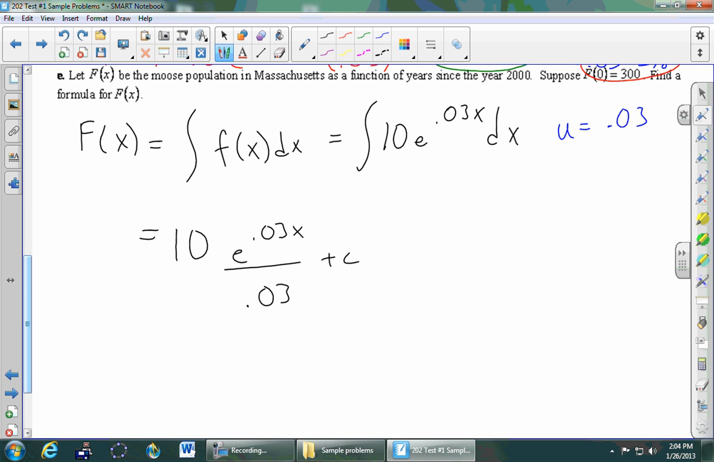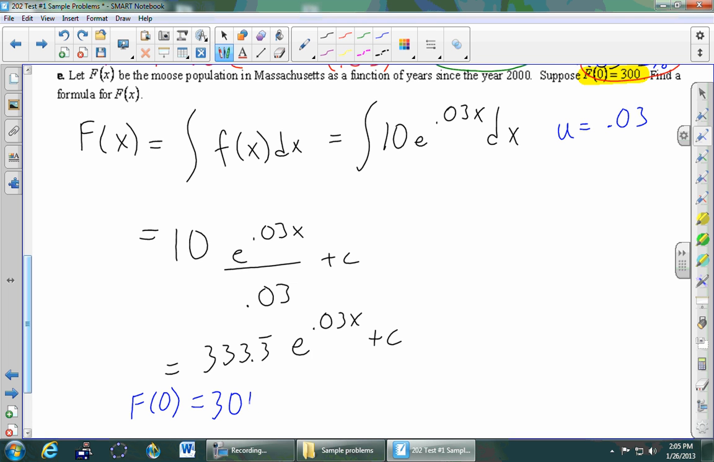Okay, so hopefully you ended up dividing by 0.03 at the end of this. So let's see. So this guy turns into basically 333 and some change, e to the 0.03x plus c. So we're good here, except we still need to find c. So we haven't used one important fact here, and that's that f of 0 is 300. So now we're ready to use that fact. So f of 0 is 300.